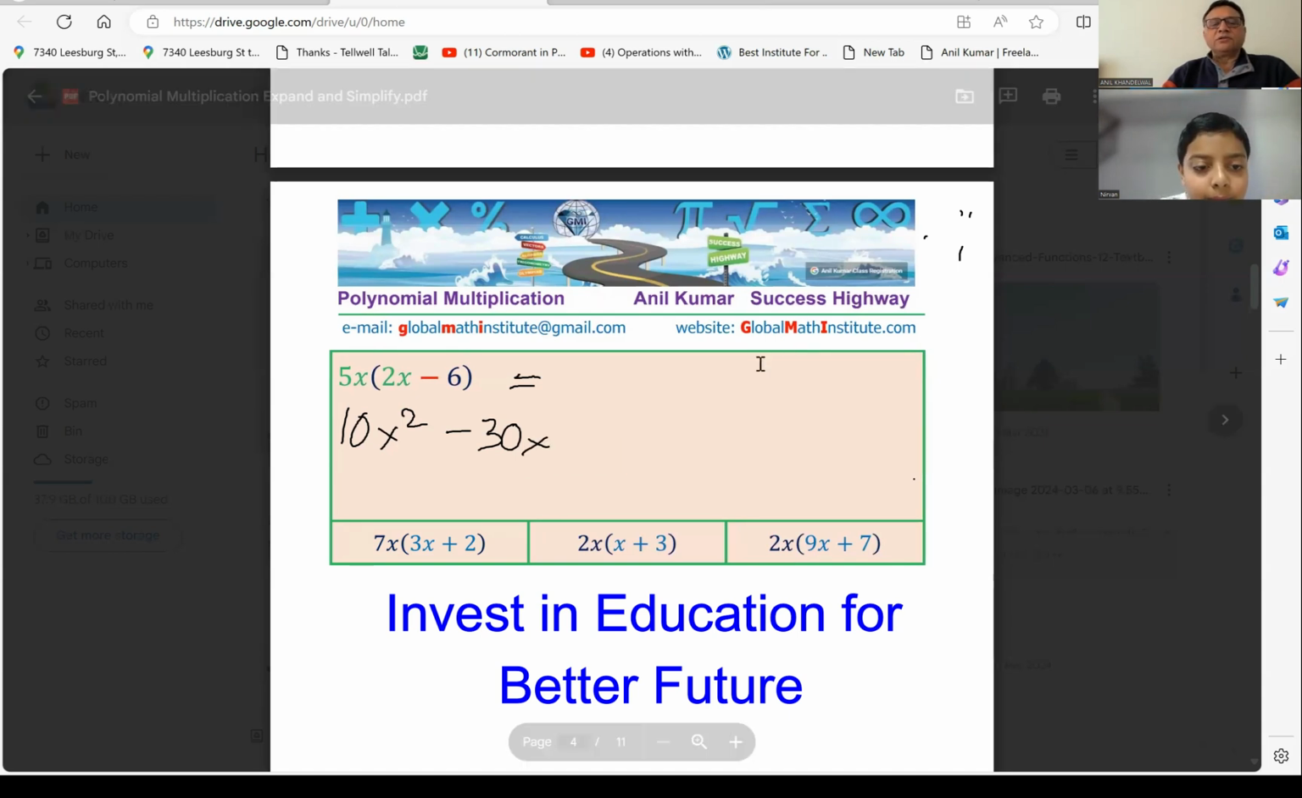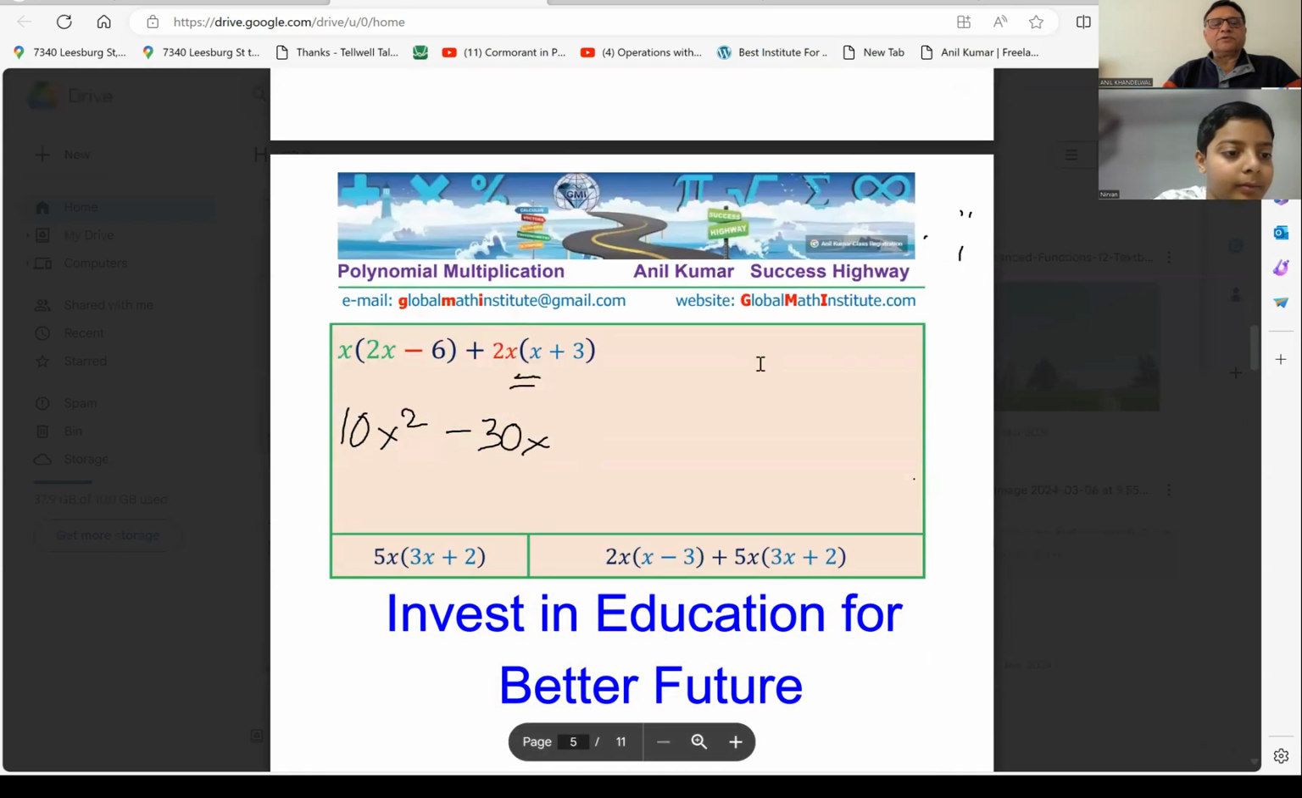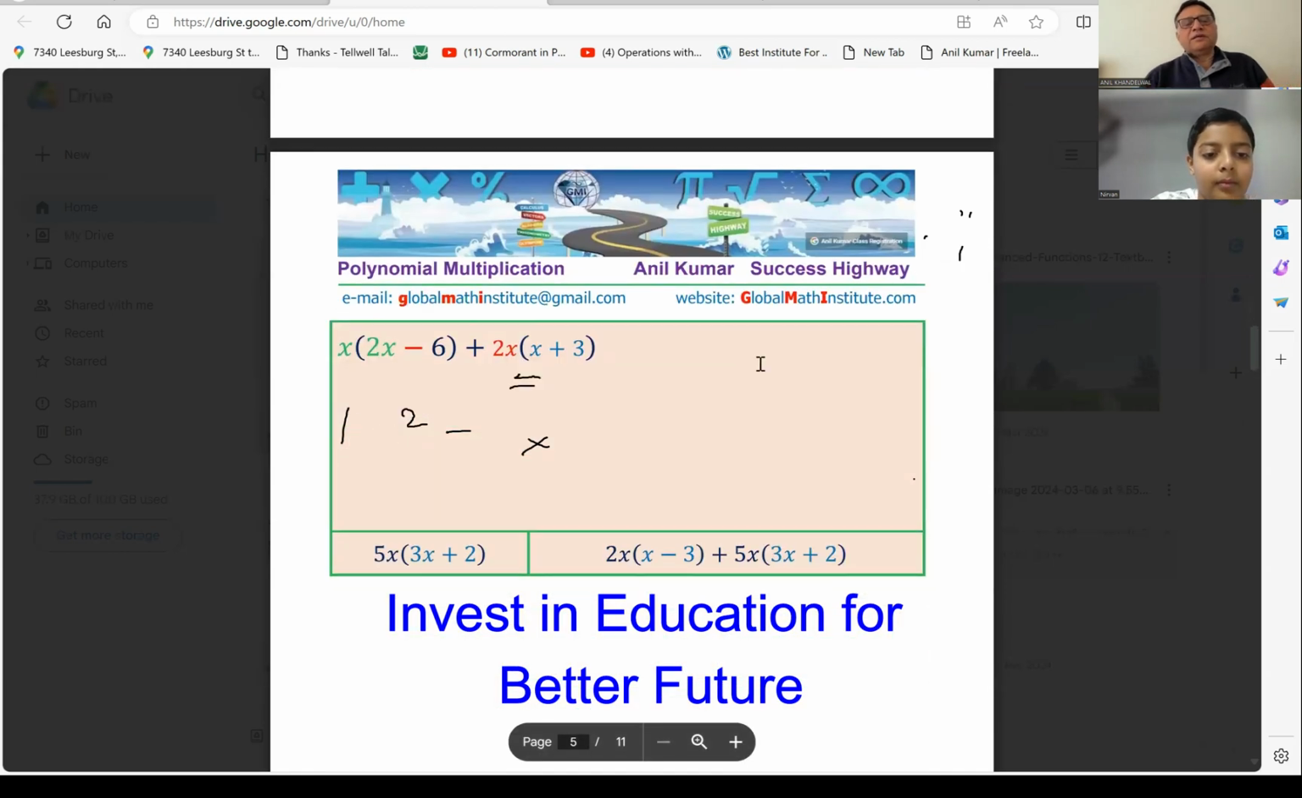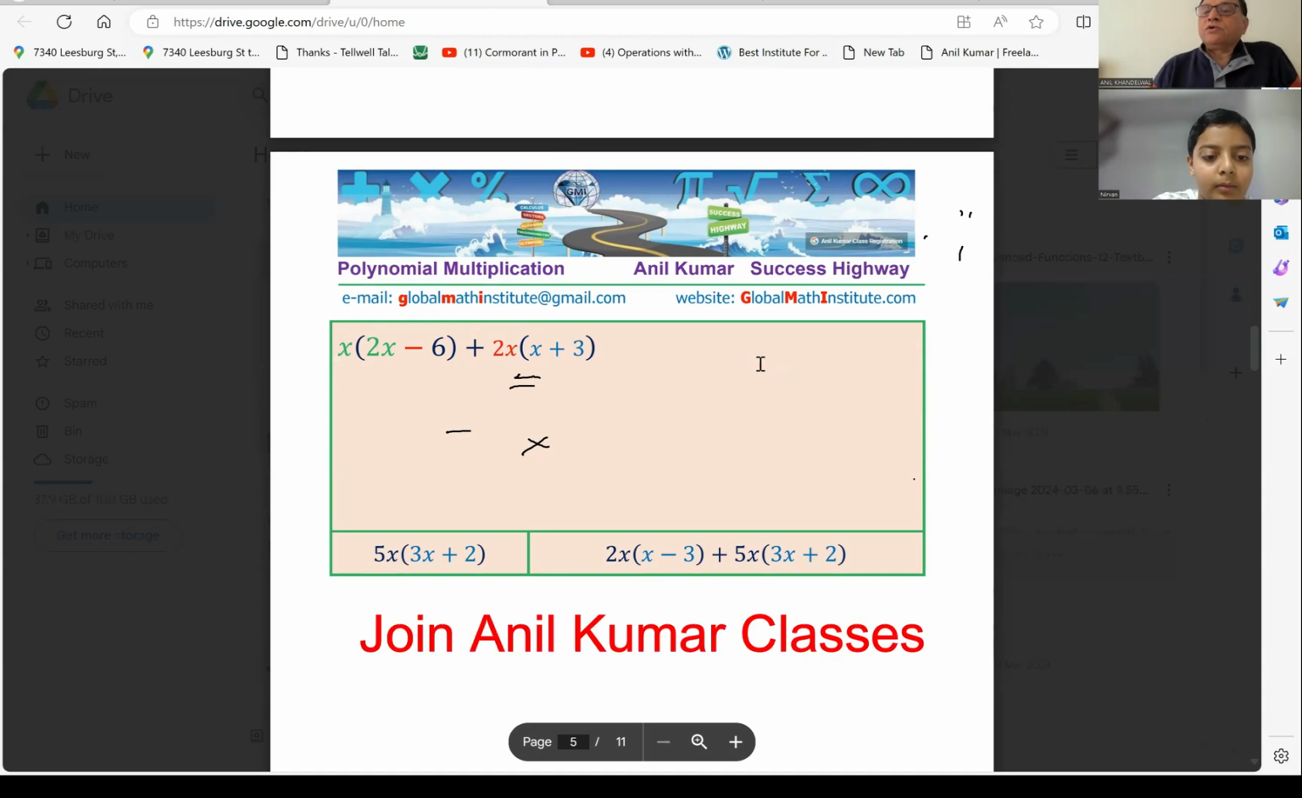Nirvan, you can erase all this. We'll move on to the next question. So this time, as you can see, we are adding two different multiplications by polynomials. So Nirvan, be careful doing this particular operation. Can you show us how you will do this?